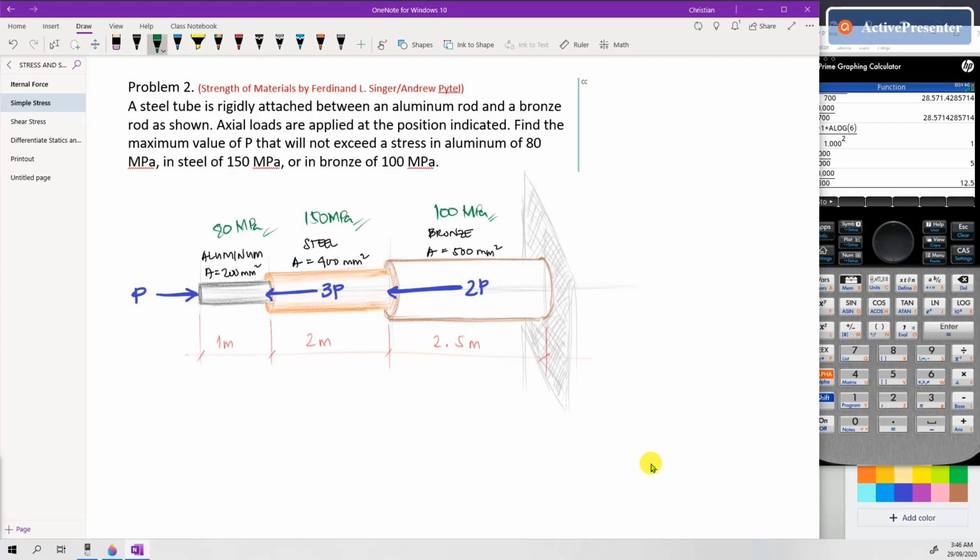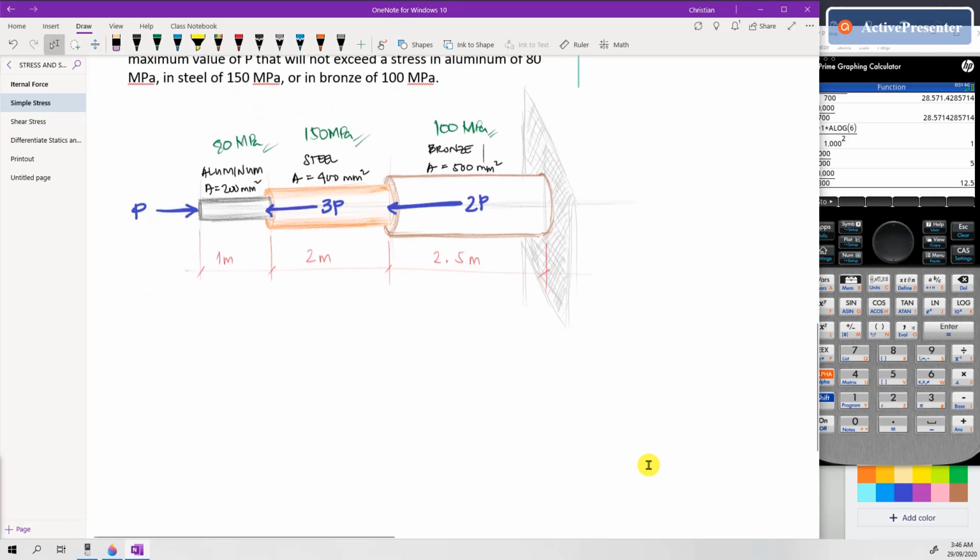Okay? So, kunin muna natin yung mga forces. Okay? So, we will cut again dito sa may aluminum. Okay? Then, drawing lang natin para mas malinaw.